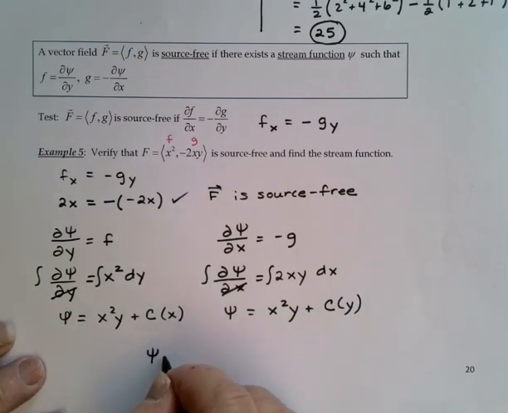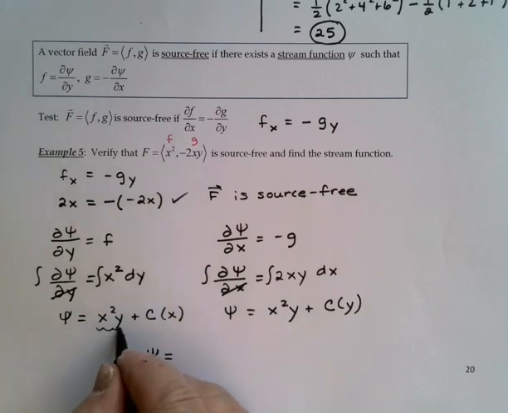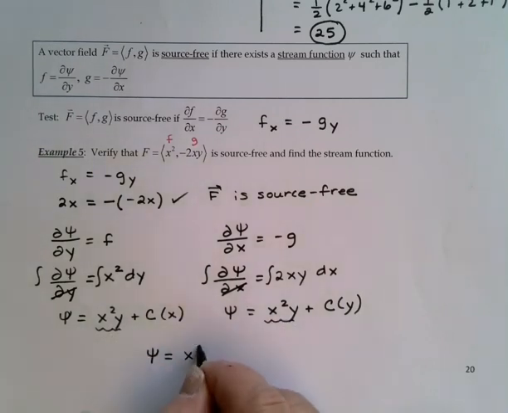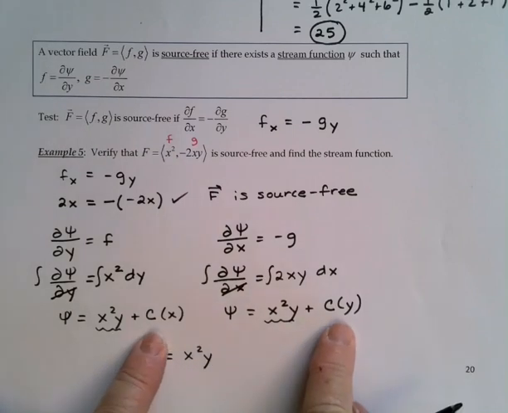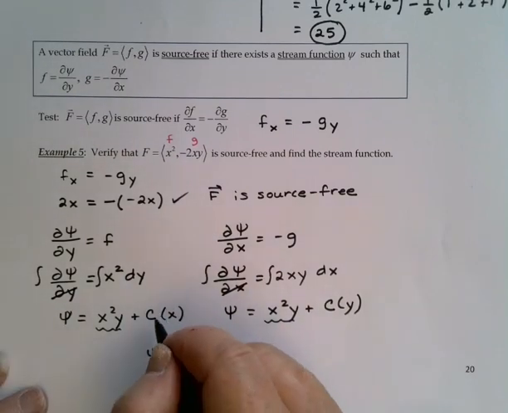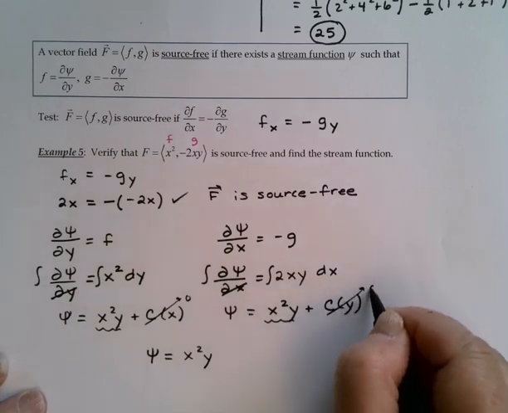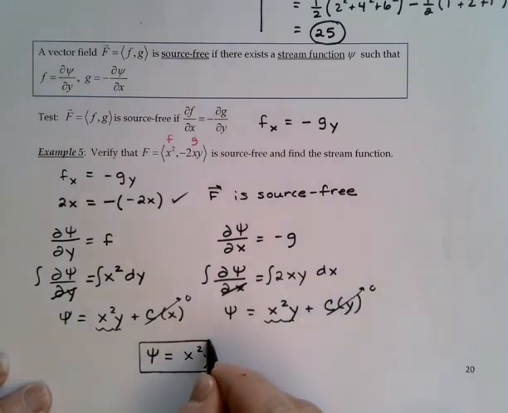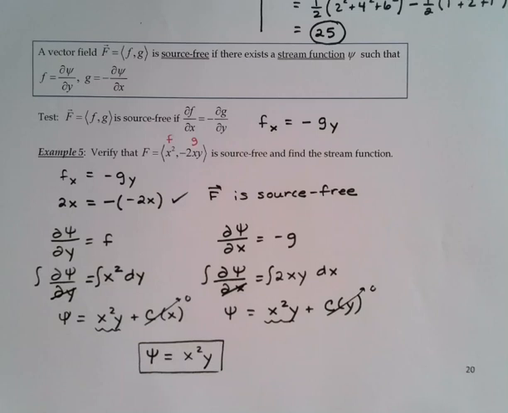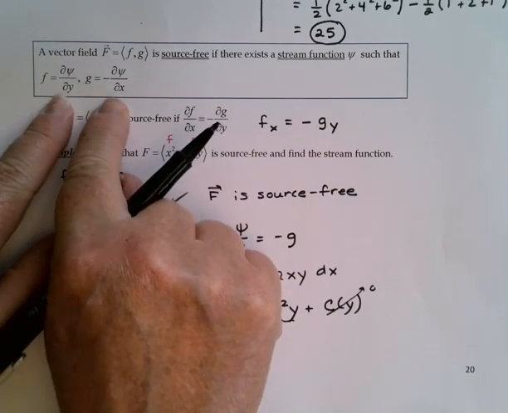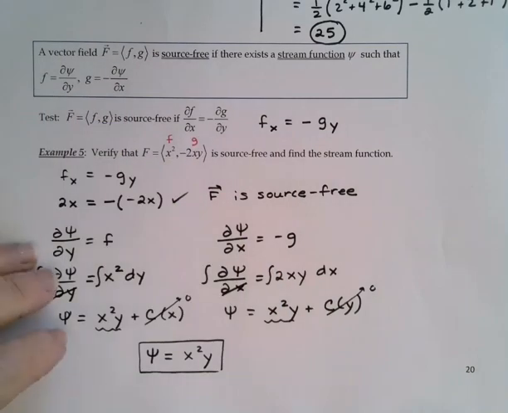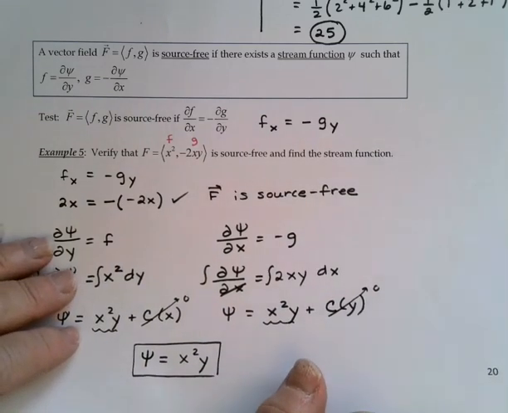So my stream function phi definitely includes the x squared y. That was part of both versions. And then it looks like there's nothing else. So I think the c of x and c of y this time are both zeros. And there's my stream function. All right, so we won't do a ton of examples of that because it's so similar to what you were doing when you were finding potential functions. The test is different, and you simply have to use a slightly different setup. It's not the gradient anymore, but other than that, we're looking at the same process.